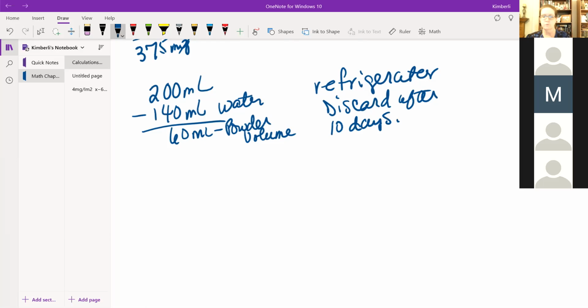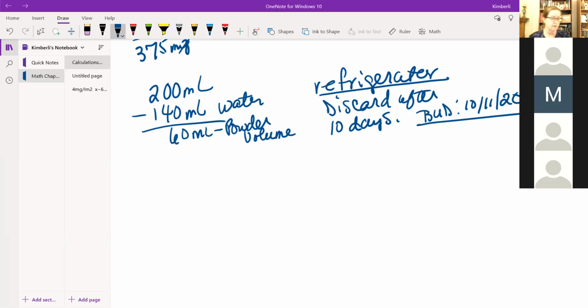So this is October 1st. What expiration date would I put on there? October 10th. 11. Well, I'm just mixing it today. So my best use date is going to be October 11th, because we're adding 10 days to today. So 1 plus 10 is 11. So that's my best use, and refrigerate and discard after 10 days.